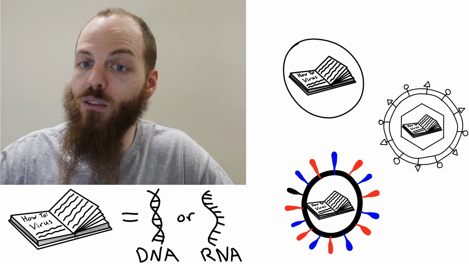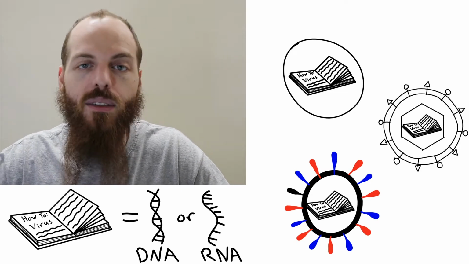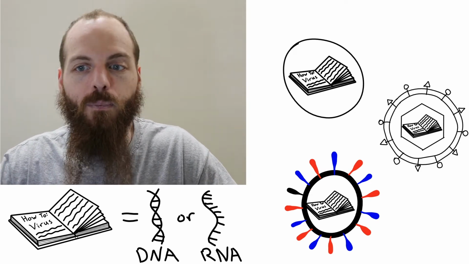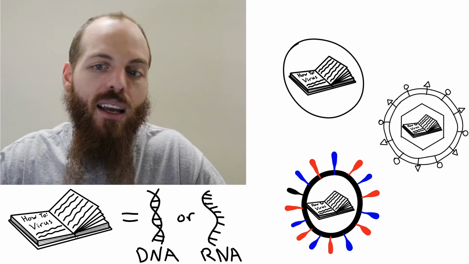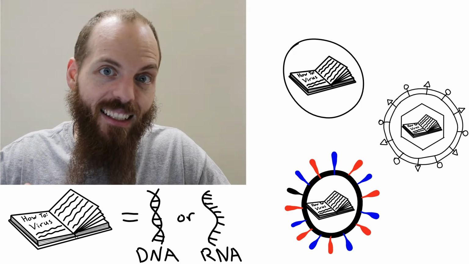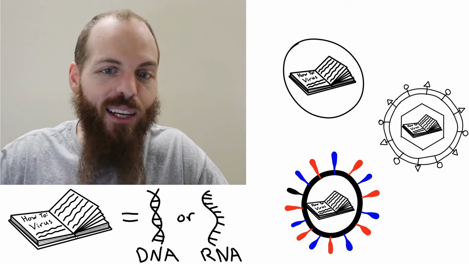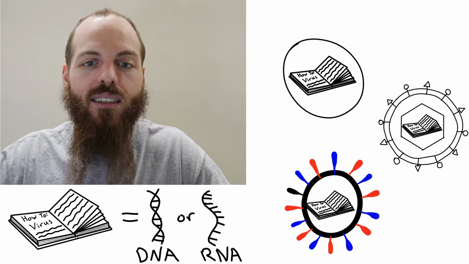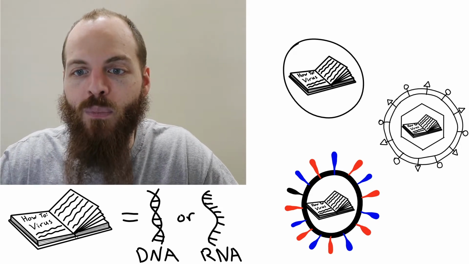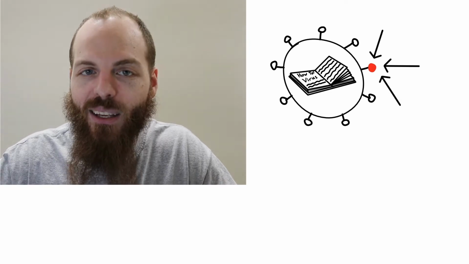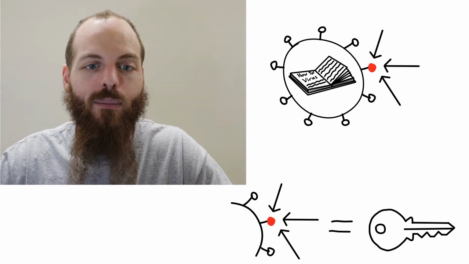Instructions. DNA or RNA, which are the instructions the virus uses to make more of itself. It's really like a recipe book that tells you how to make something. If the virus can get that inside a cell, then it will basically force the cell to follow those instructions and make more viruses. So the last main piece a virus has is like a key, which is a way to get inside the cell.